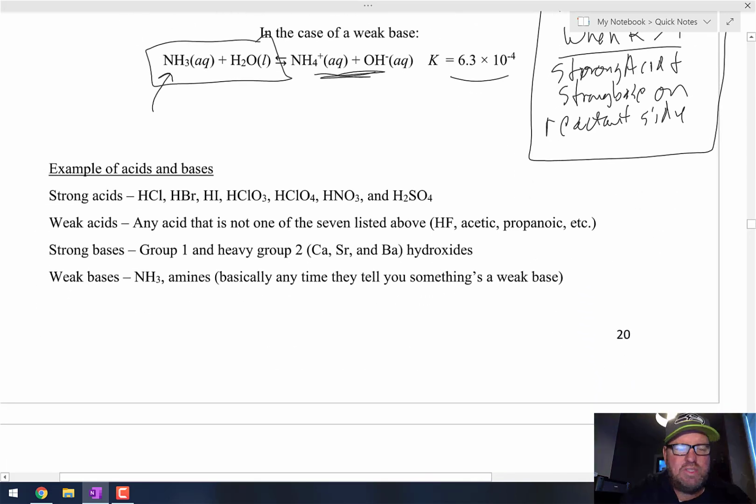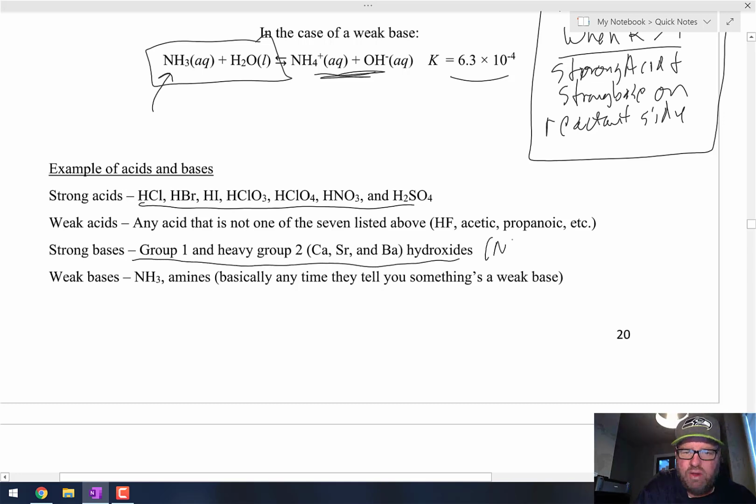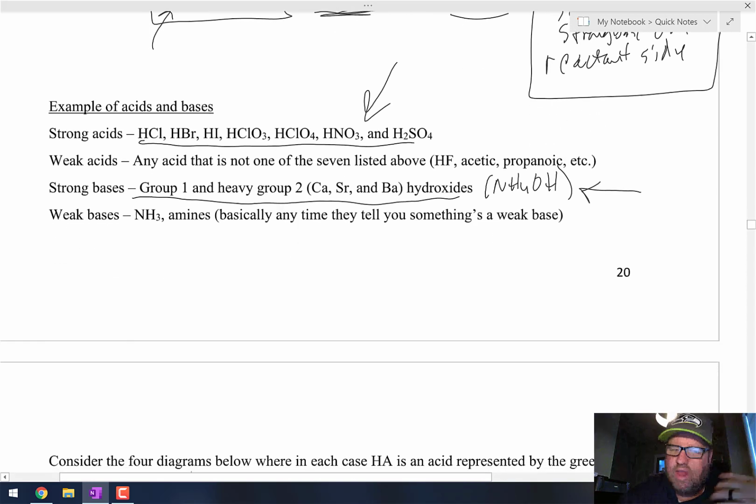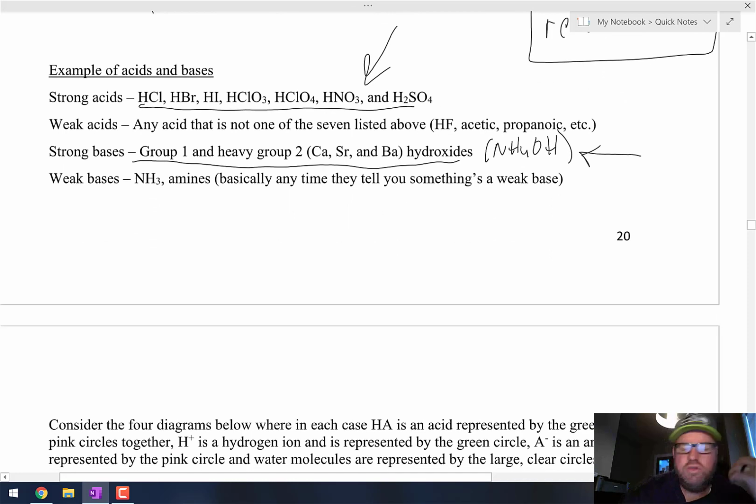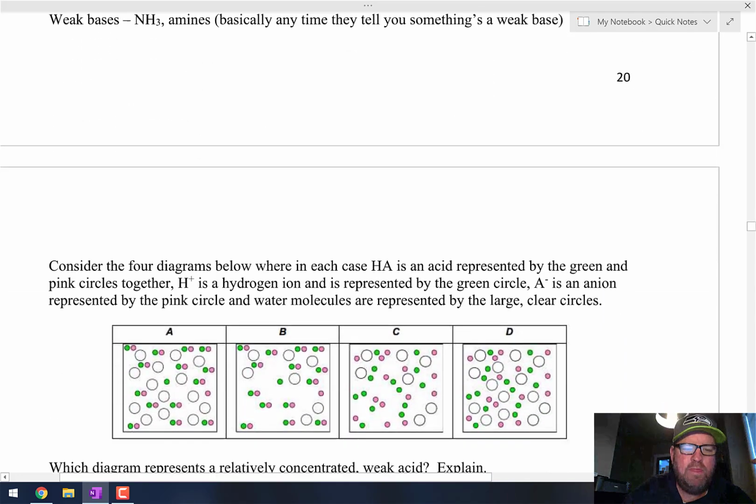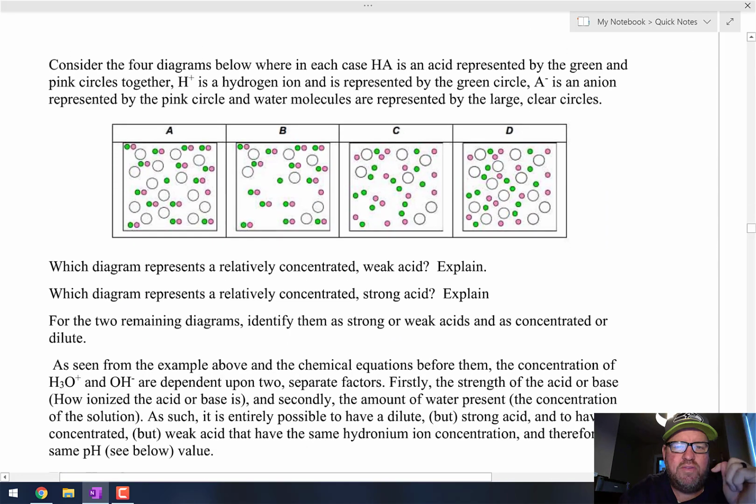So our examples of acids and bases, again, here are the 7 strong acids. The strong bases, again, we could throw ammonium hydroxide in there as well. That certainly is a strong base. And again, don't even think about memorizing weak acids and weak bases. It's anything that's not one of these in terms of acids or one of these in terms of bases. And they, again, will always tell you, trimethylamine, a weak base, blah, blah, blah. Okay? So down here we can see just a couple of examples.